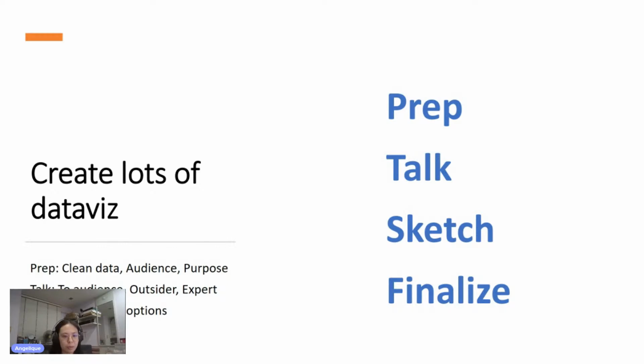Then, based on all your preparation and talking, you can sketch and generate options. And lastly, you can finalize to say, out of all the many options that I created, maybe this is the best database, and improve it. So it's an iterative process. After you finalize, you can go back to talk to people and keep improving it until it's a good database.